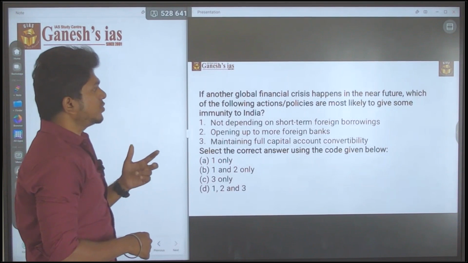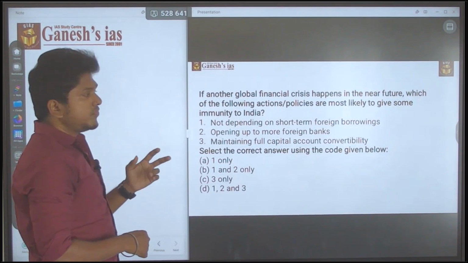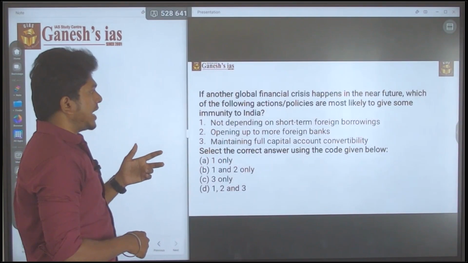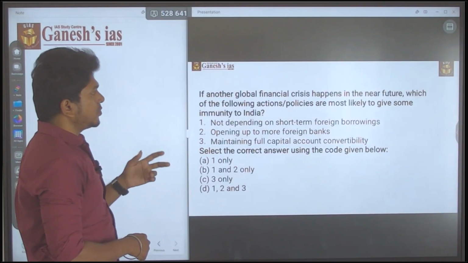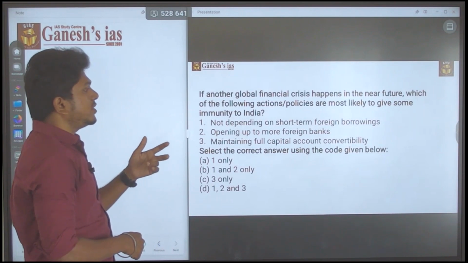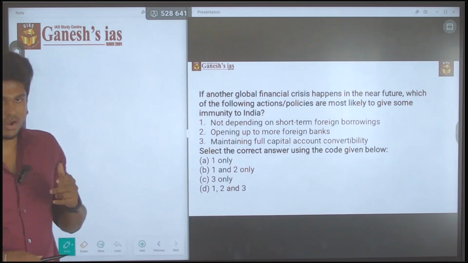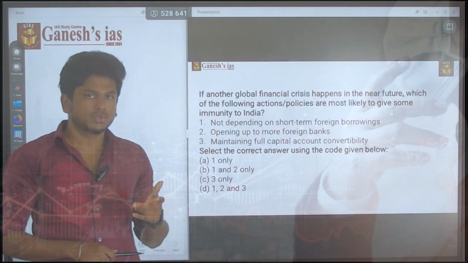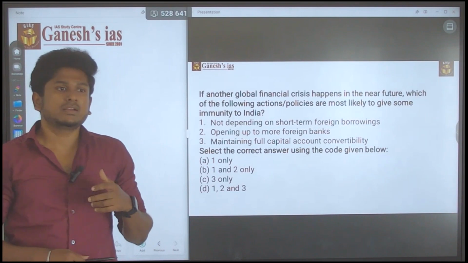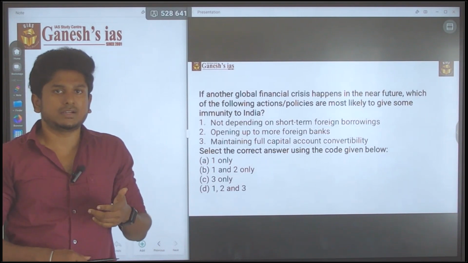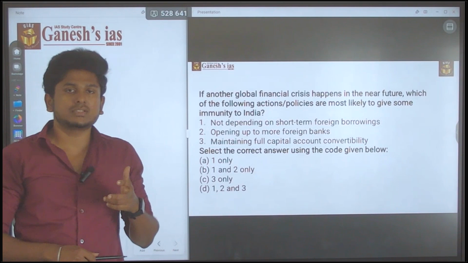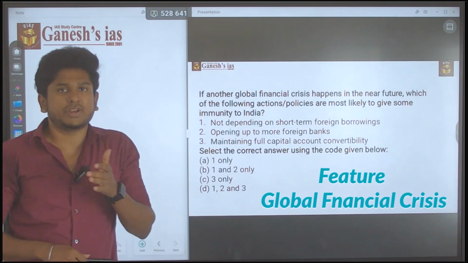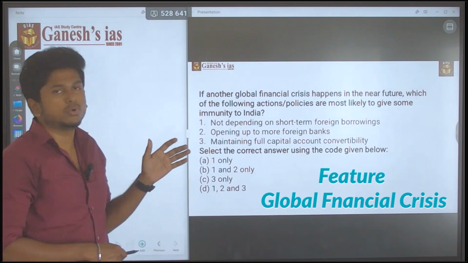If another global financial crisis happens in the near future, which one of the following actions or policies is most likely to give some immunity to India? So already there was a global financial crisis due to COVID-19. If you are a chief secretary or a finance secretary, what immunity measures will you take to protect India from any future global financial crisis? That is all about this question.